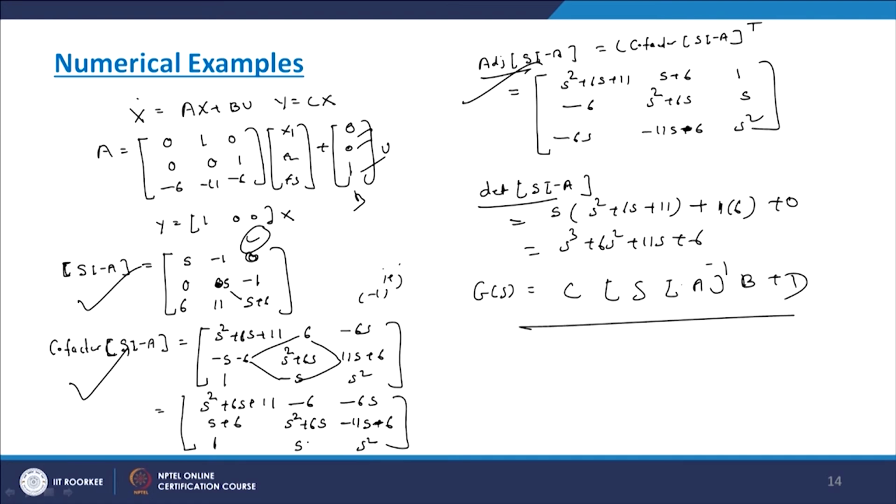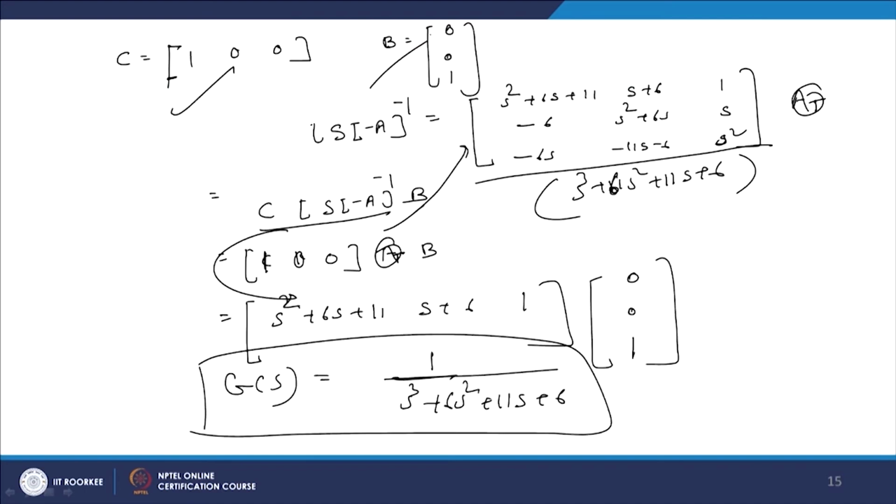Then the determinant we have calculated. After that, to this sI minus A inverse we have multiplied C and B. So, C is 1 0 0, B is like this, and after multiplications of all these, we have got G(s) equals 1 upon s cube plus 6s square plus 11s plus 6. So, this is the example which shows that we can convert the given state space model into a transfer function. Now, we will take another example.